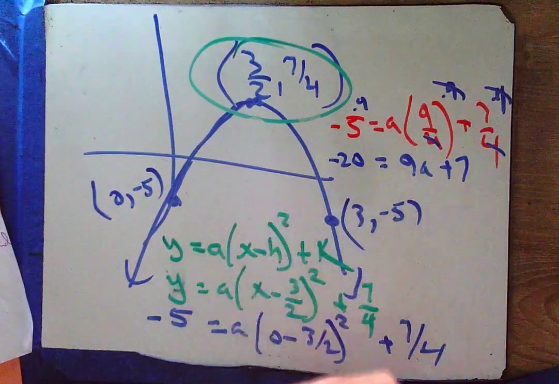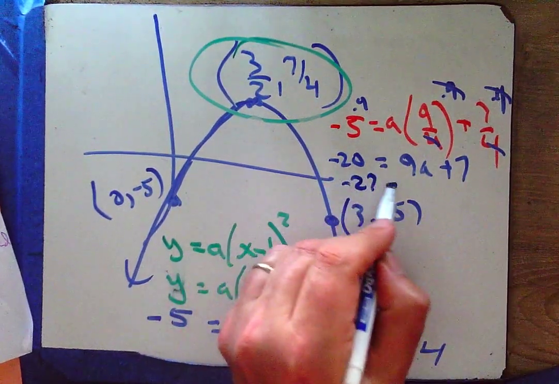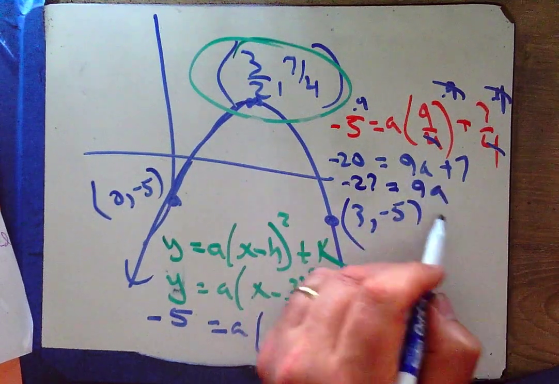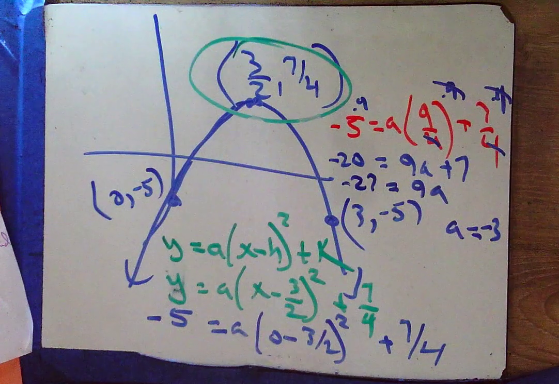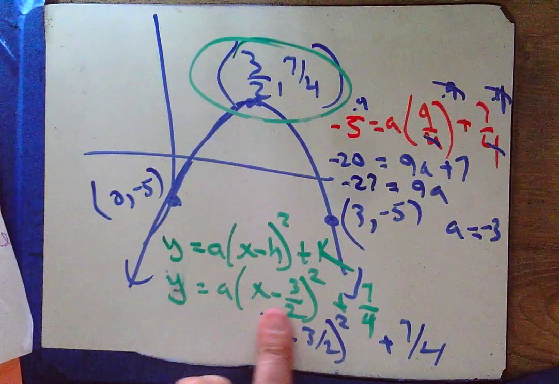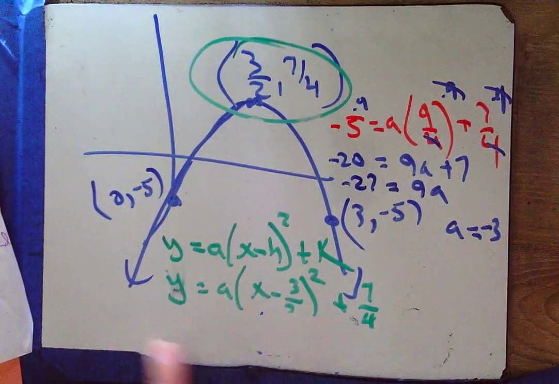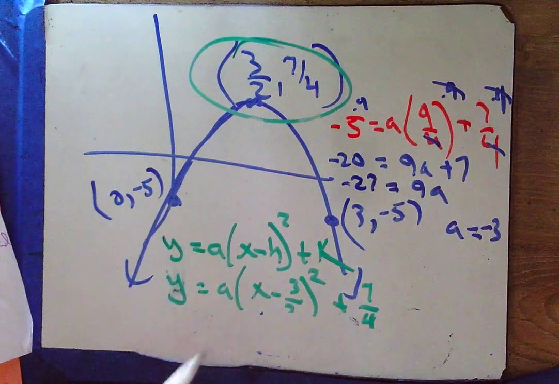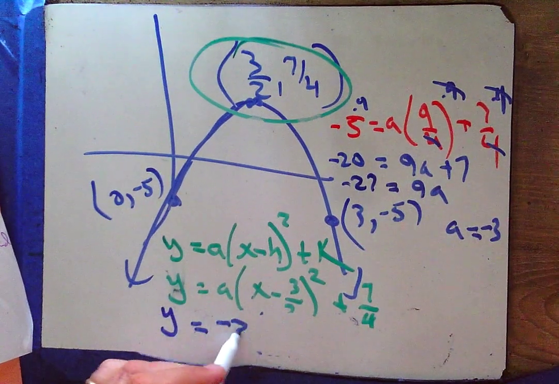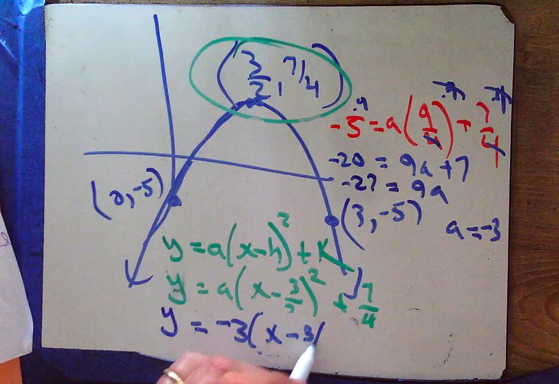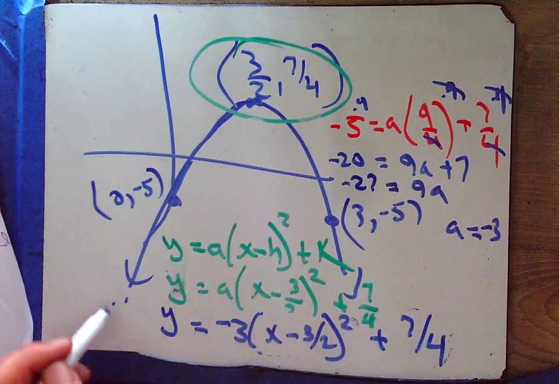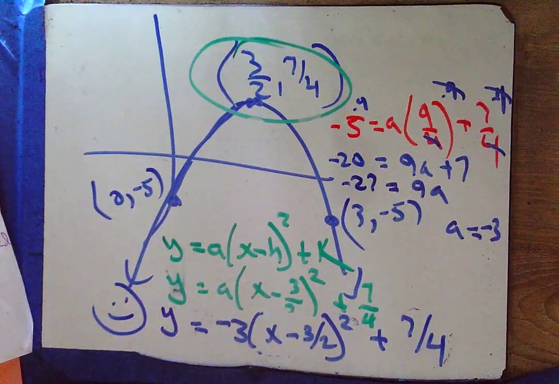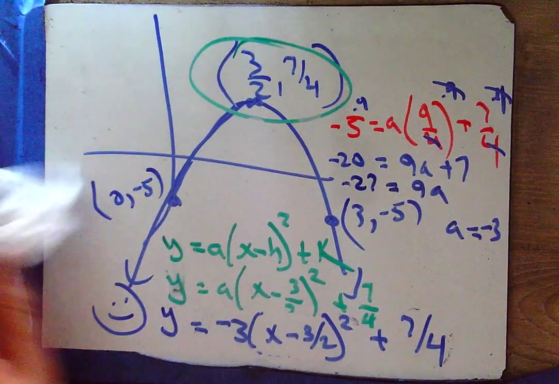Okay, subtract 7. Negative 27 equals 9a. Divide by 9. a equals negative 3. Not quite done. Still need to take that a value and plug it in here. So I get y equals negative 3 times x minus 3 halves, squared, plus 7 fourths. And we're all done. I hope that was straightforward for you.